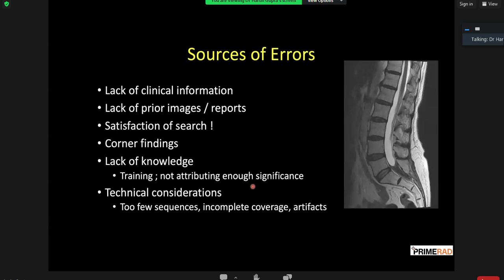And the last is, we will look at some examples, technical considerations where the proper sequences have not been performed. And we will also look at examples of these. And then there is incomplete coverage. There are artifacts in the imaging. Say, for example, there is presence of metalwork or other things, and the proper sequences have not been performed.